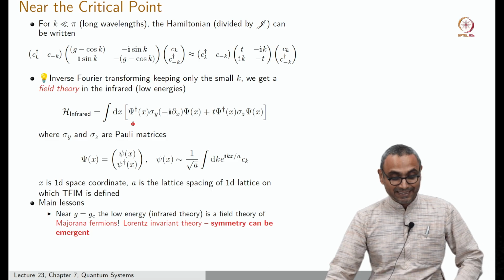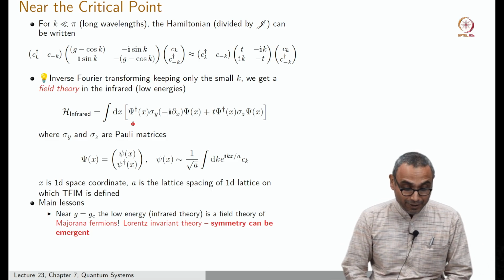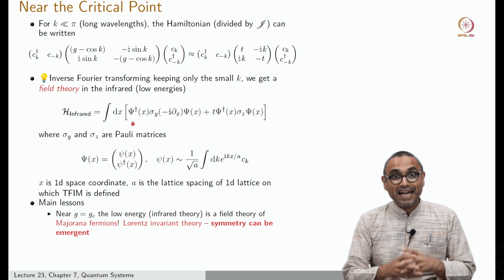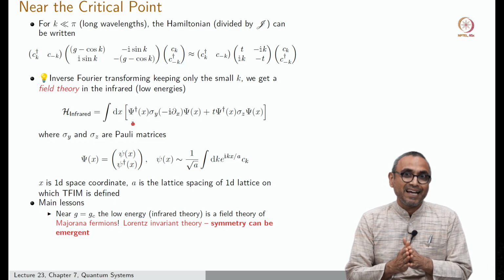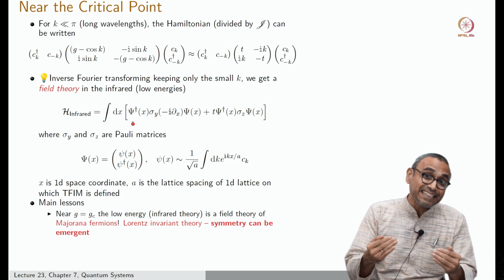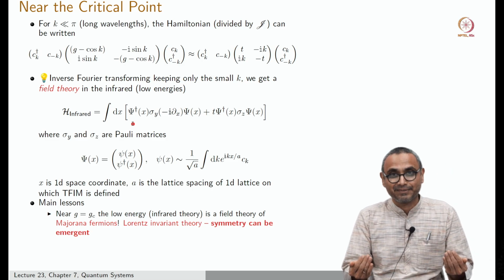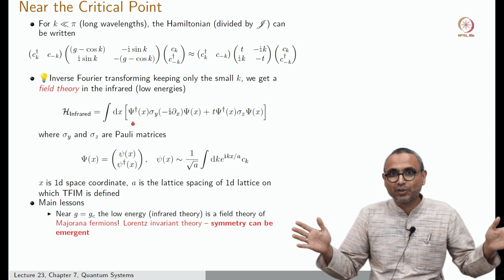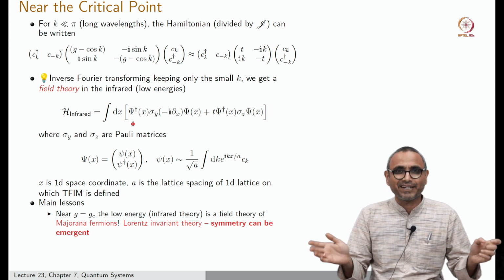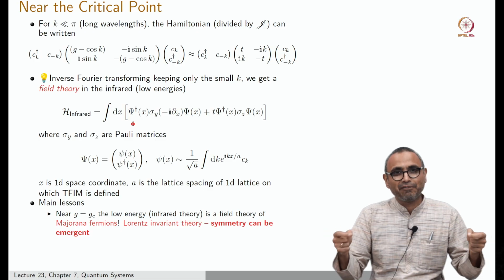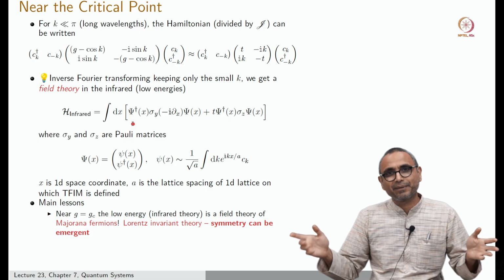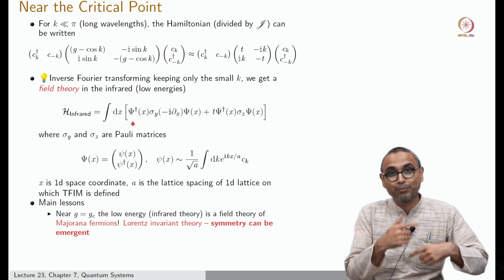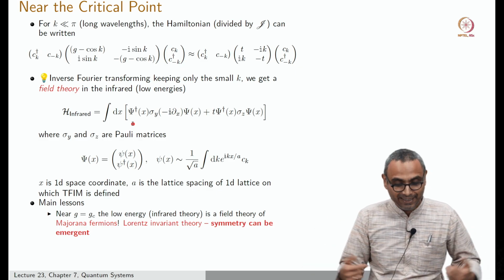You learn something spectacular and mind-blowing, which is that near the critical point, I have an emergent symmetry in my system. Remember, I started off with a lattice which knows nothing about Lorentz invariance and all that. I just have a bunch of sites, and there are particles that are hopping on that site and so on. That's basically what I have. Or if I think in terms of qubits, I had a bunch of qubits which were interacting with each other.